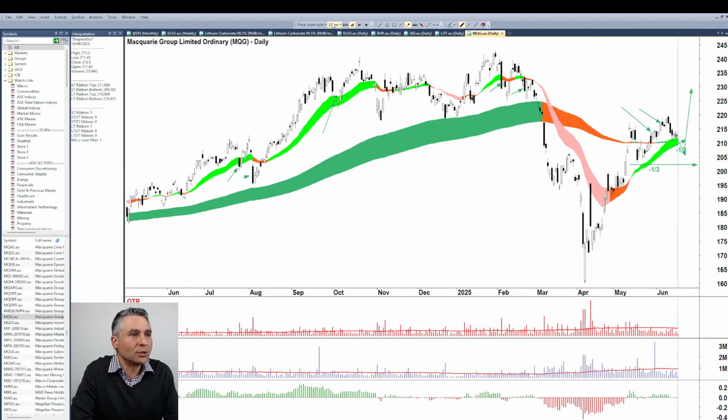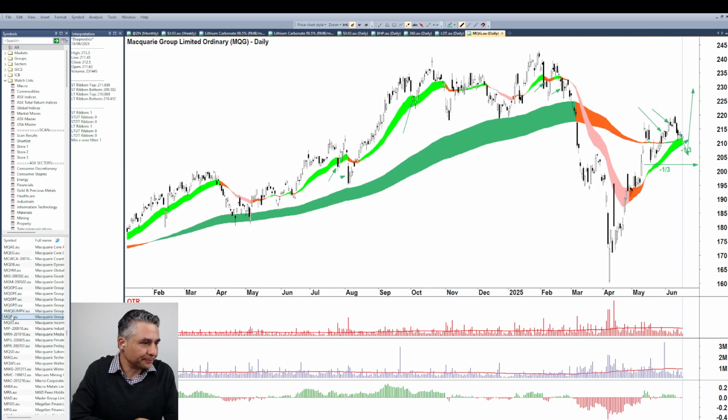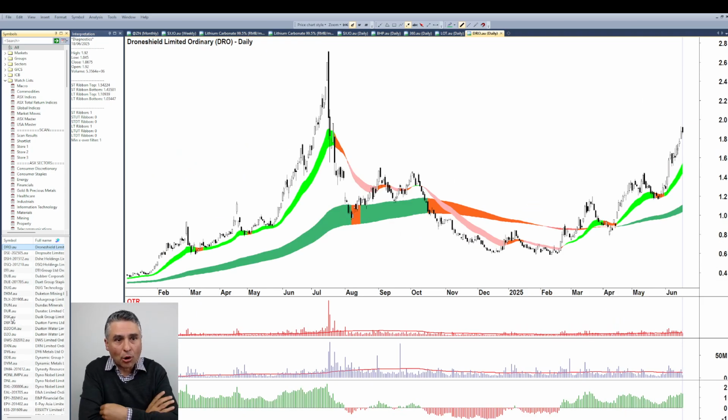Maybe we can do some Droneshield, and I'm going to go normal here. And there we go, Droneshield. This one's been in the watch list several times as a feature chart. I want to say I put it on that day, and that day, and that day.